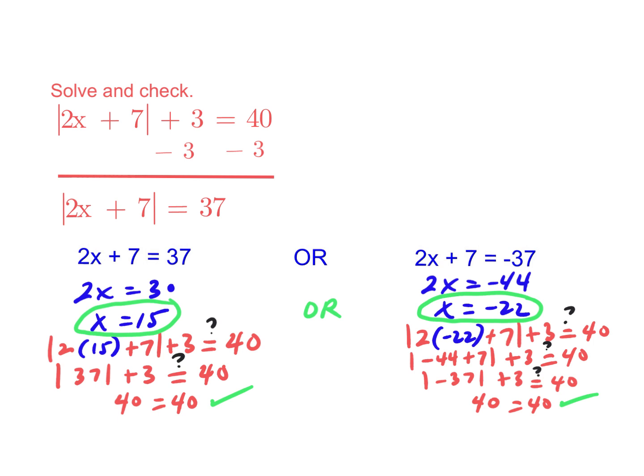So everything down here is the check. And here's the check for the first one. Here's the check for the second one. Anytime you have an absolute value equation, you must do this. Okay? So we get to solve an equation and we get to evaluate an expression, the very first thing we did in one problem. Okay?